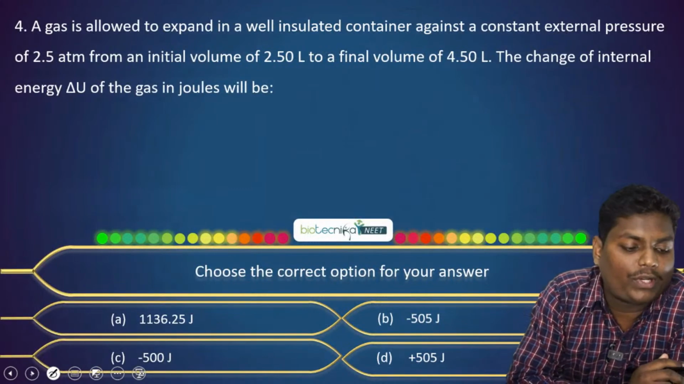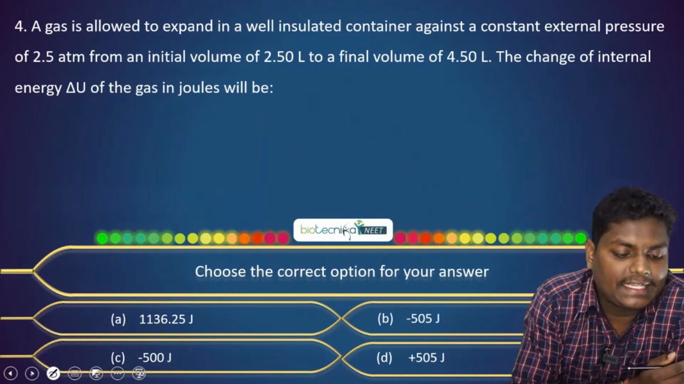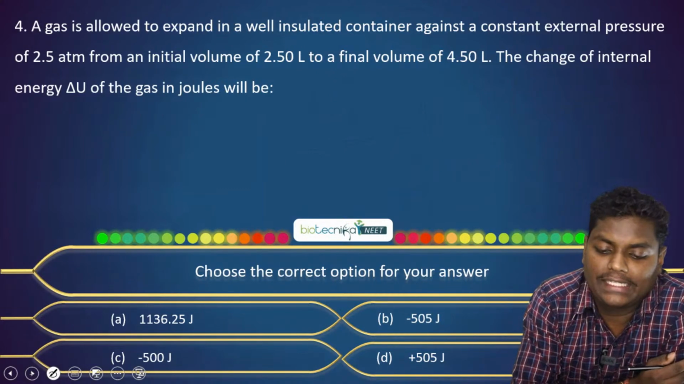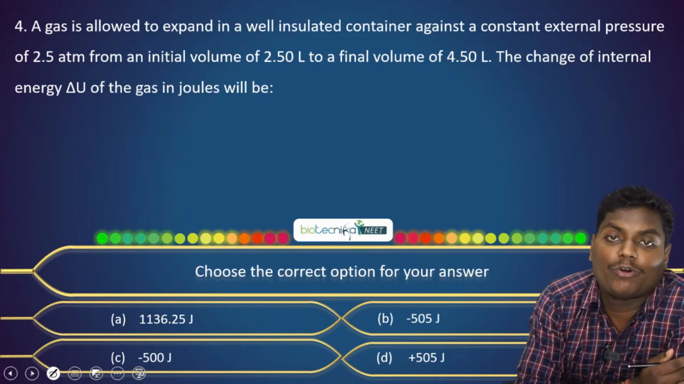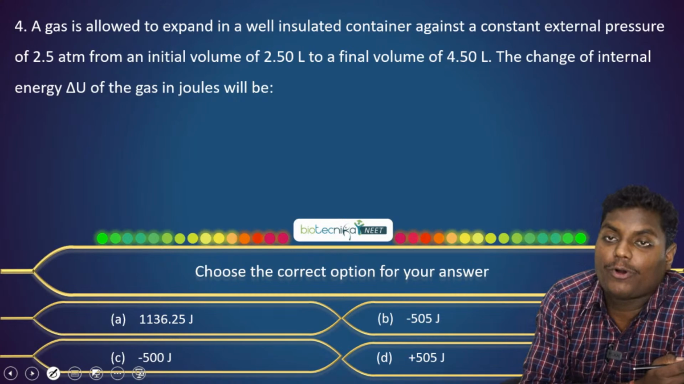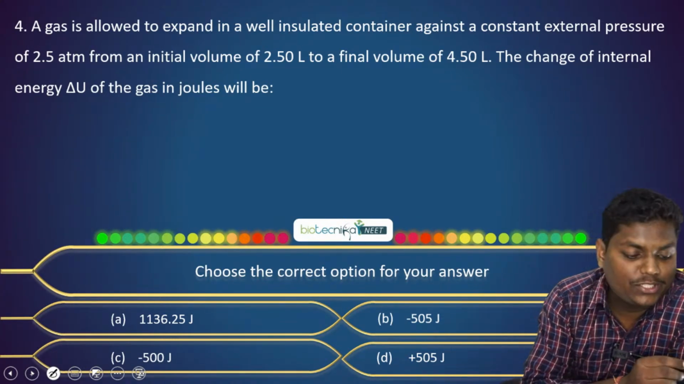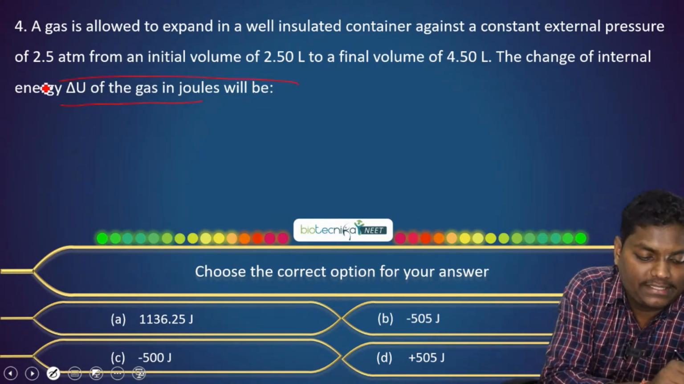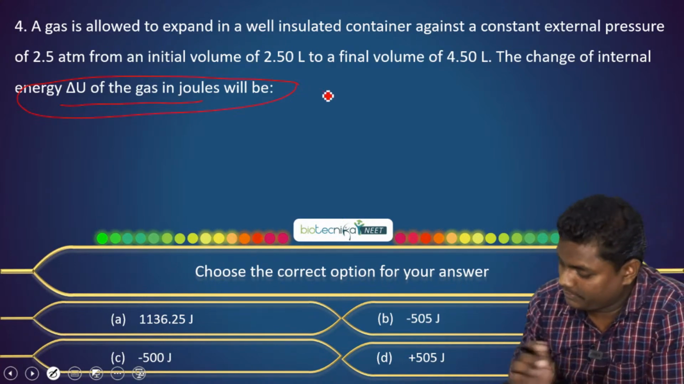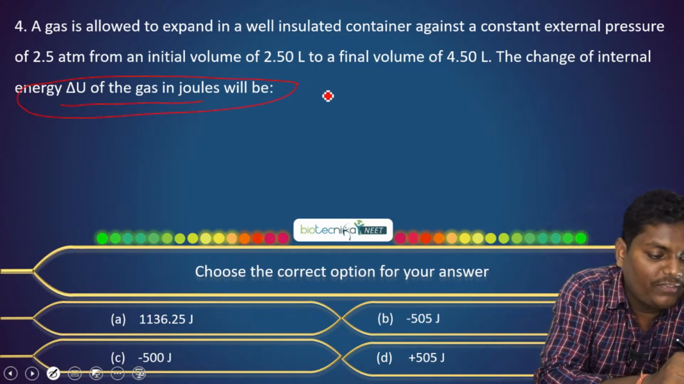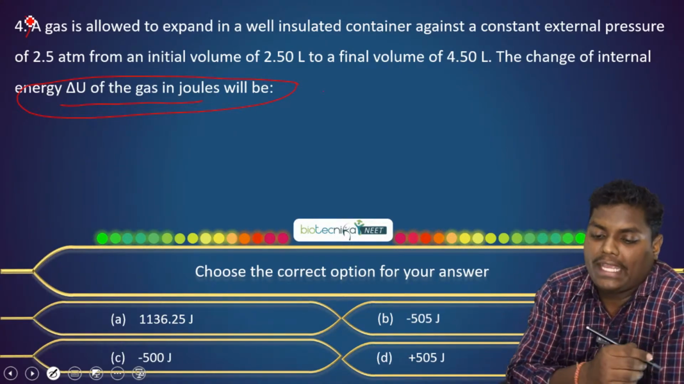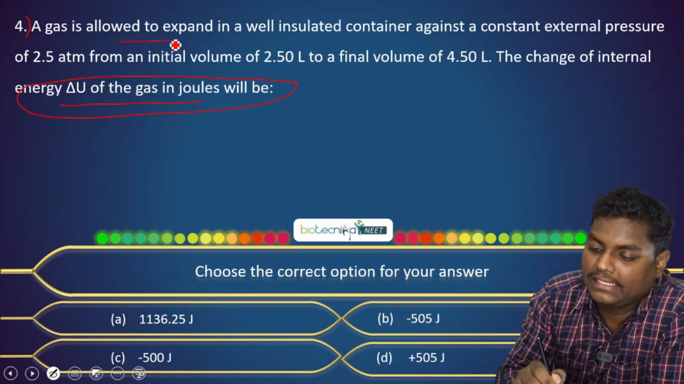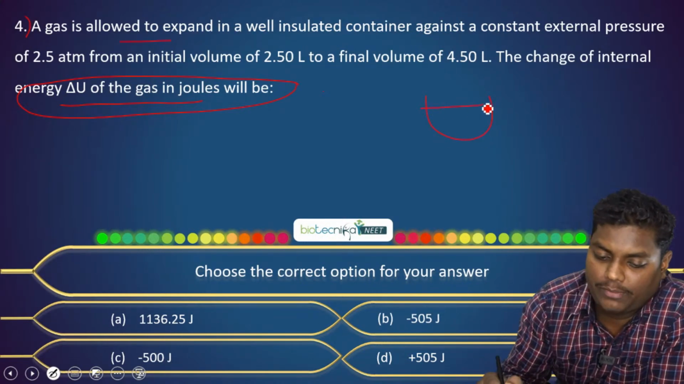Now moving to the fourth question. A gas is allowed to expand in a well-insulated container against a constant external pressure of 2.5 atm from an initial volume of 2.5 liters to a final volume of 4.5 liters. The change of internal energy of the gas will be? Try solving this question. This is a good question for thermodynamics. So we have a gas here which is expanded under constant external pressure.